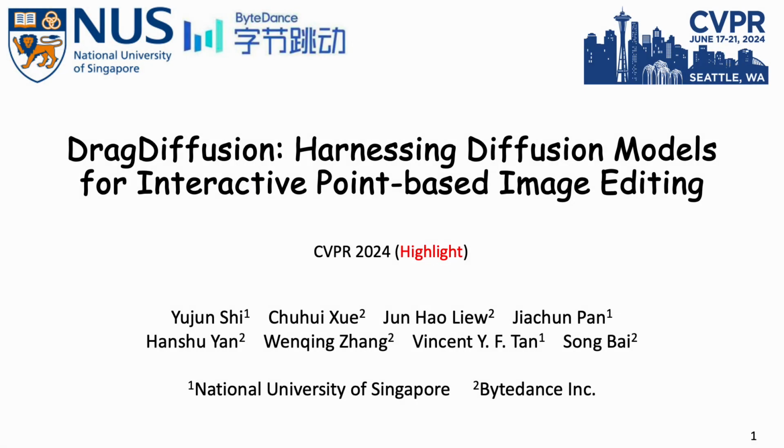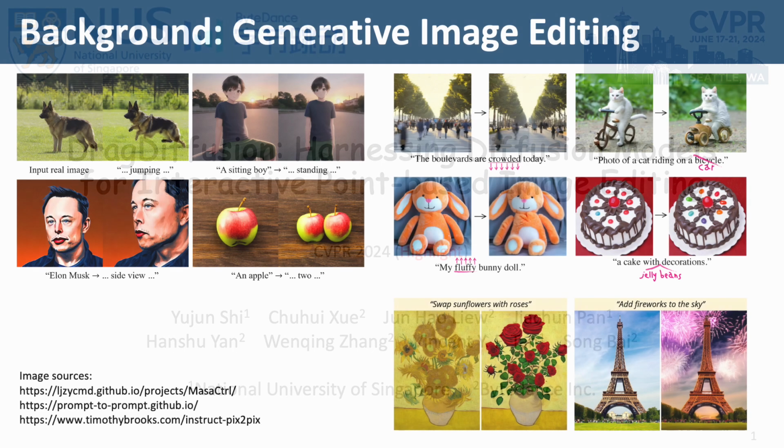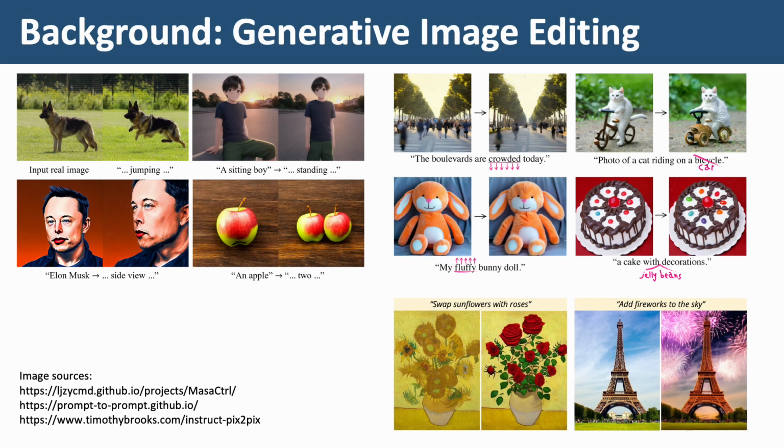We present DragDiffusion, harnessing diffusion models for interactive point-based image editing, a highlight paper in CVPR 2024. Empowered by the large-scale pre-trained text-to-image diffusion models, many impressive generative image editing results have been achieved. However, most of such editing methods rely on text to convey the editing intention, which lacks flexibility and pixel-level preciseness.